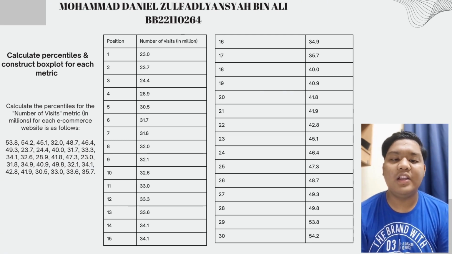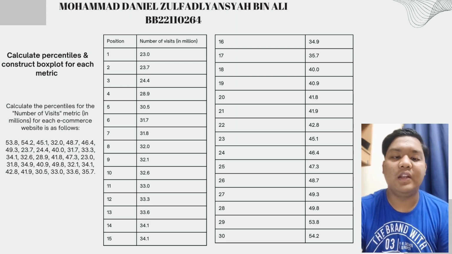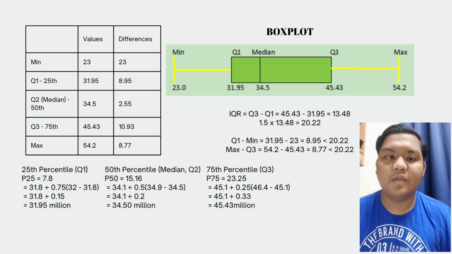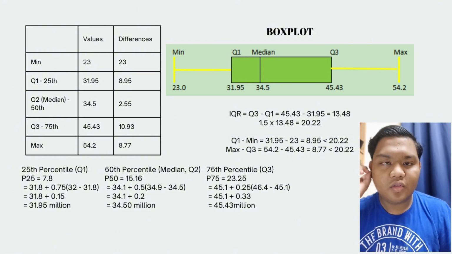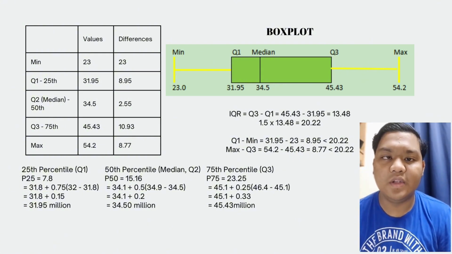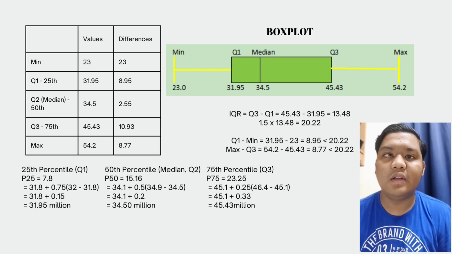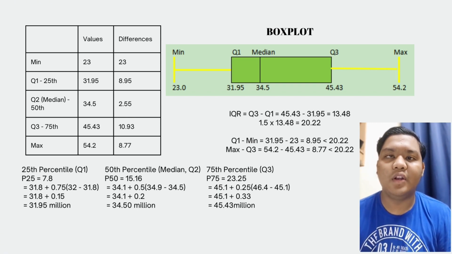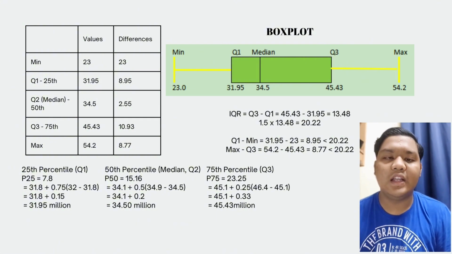We need to arrange the values in ascending order, like in the table given in the presentation. Next, after we do the ascending order for number of visit, we continue to find the value for each percentile, which is, as you can see in the table, the minimum value, first quartile, which is the 25th percentile, median for the second quartile, third quartile, and the maximum value.